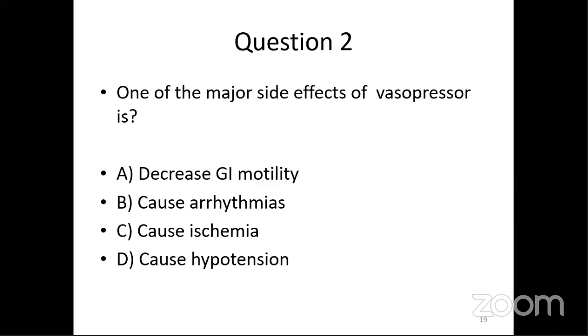Okay. All right. That is correct. The correct answer is arrhythmias. It can cause ischemia in some situations, but it's extremely rare, and epinephrine would be the only drug one would be concerned about. That is why you use epinephrine very carefully. But the major side effect of almost all the vasopressors that we have talked about, except perhaps for vasopressin, is arrhythmias.